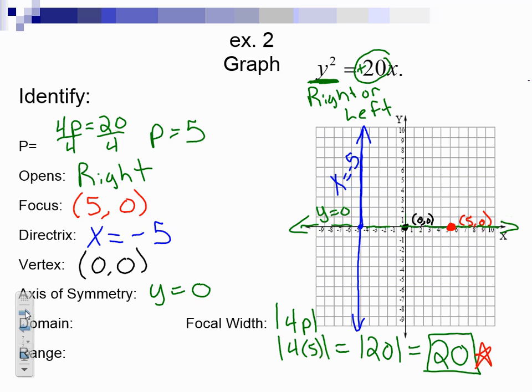So if it's 20, I have to go up 10, and I have to go down 10 from here. I'm going to go up 10. This point right here is 5, 10. And then I'm going to go down 10. Just going to be right here. That point right there is at 5, negative 10. Now I'm going to connect from my vertex to create my parabola.